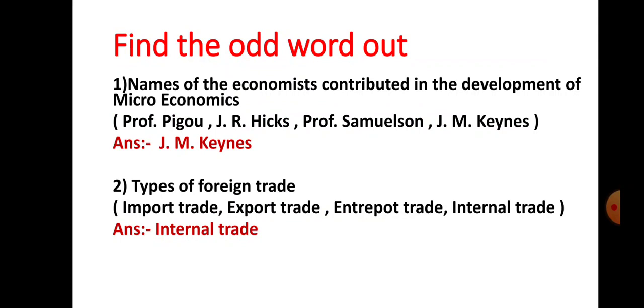Now let us see the next example, types of foreign trade. Here they have given import trade, export trade, entrepot trade, internal trade. Import trade is correct, export trade is correct, entrepot trade is also correct, but internal trade is the odd word here. So your answer is internal trade.